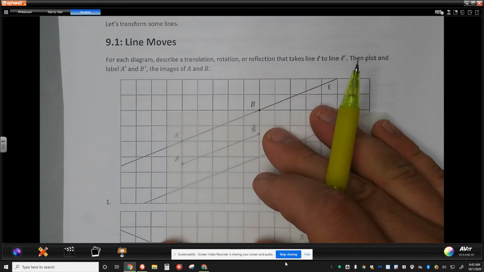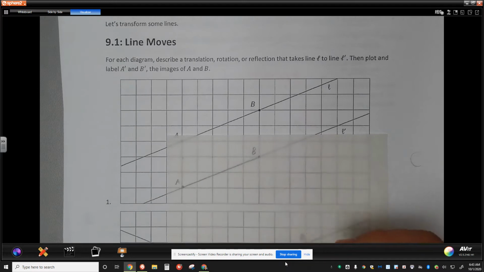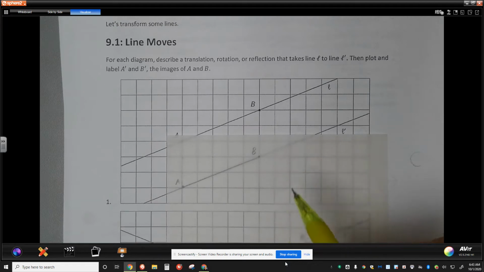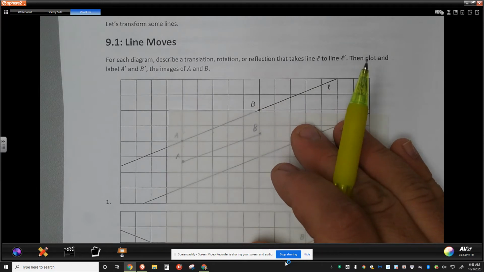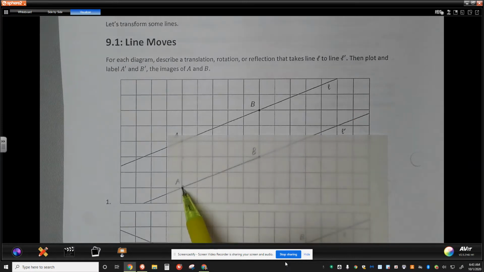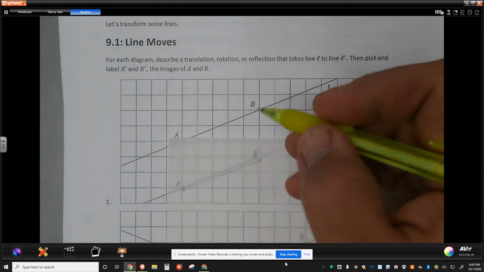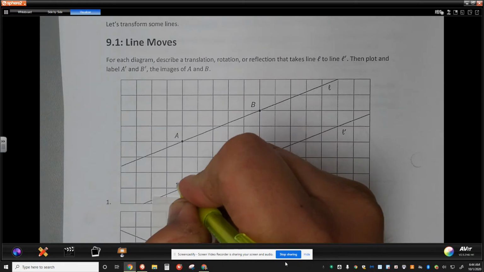To follow up with that, if I just translate straight down, I can see for sure that segment AB does fit right on top of line L prime. And that's a pretty good indicator that my lines are parallel. I think I've actually answered the question for this one, to describe a translation, rotation, or reflection that takes line L to L prime. If I translate line L down 3 units, I get L prime. One piece of evidence is that segment AB is part of line L, and I maintain that same constant rate of change. So I'm going to go ahead and mark my points right here. This is B prime, and this is A prime.